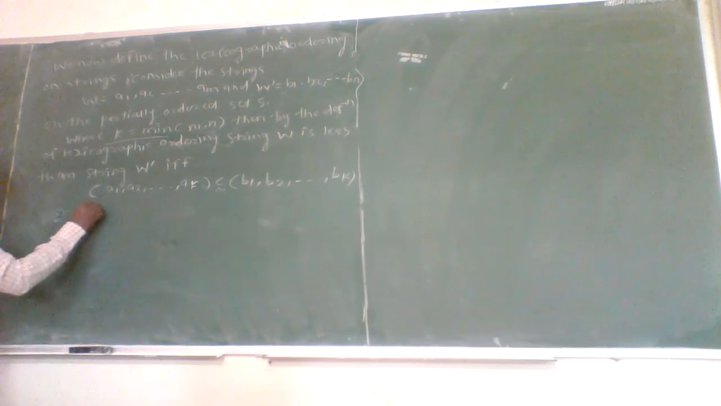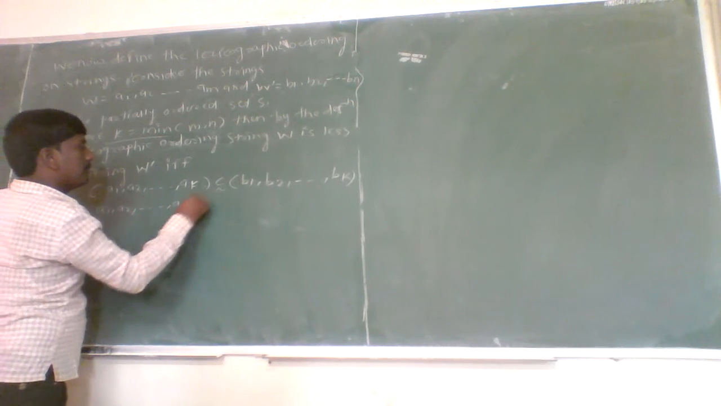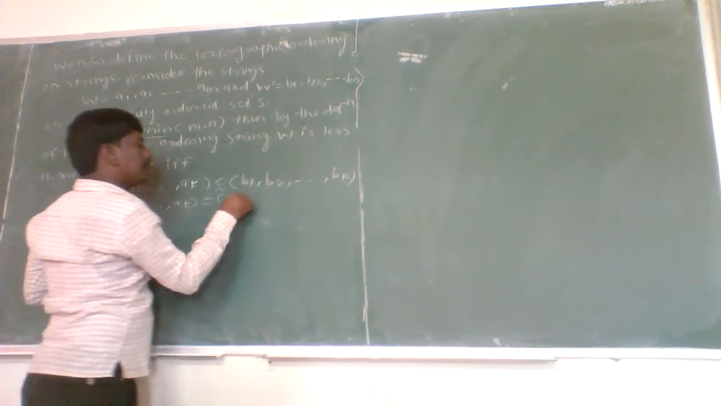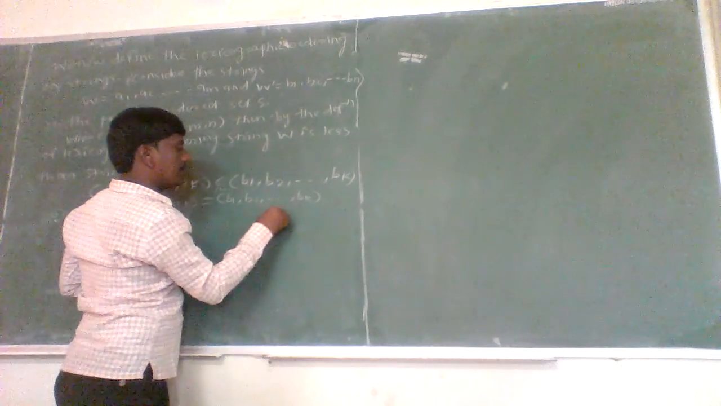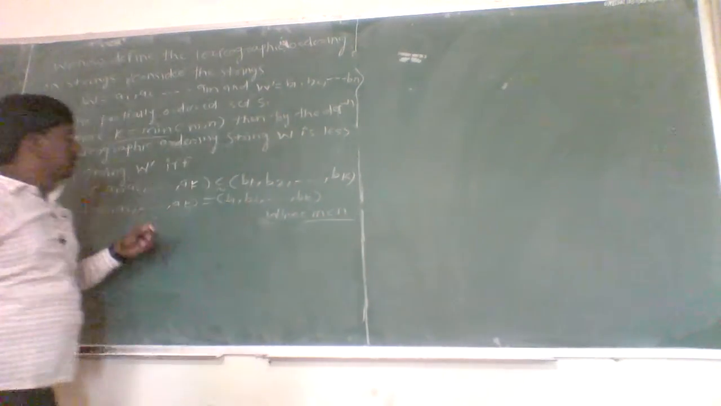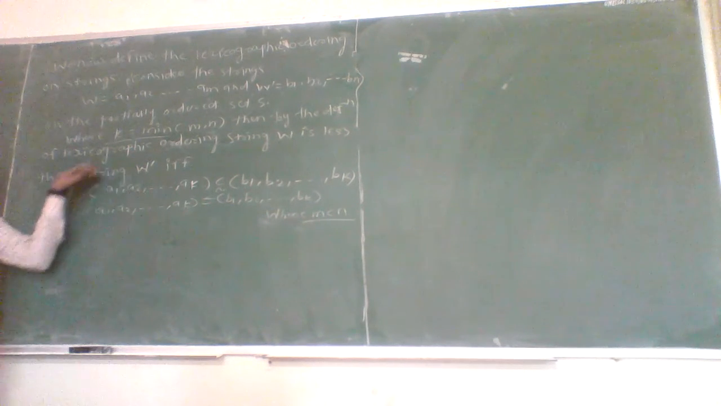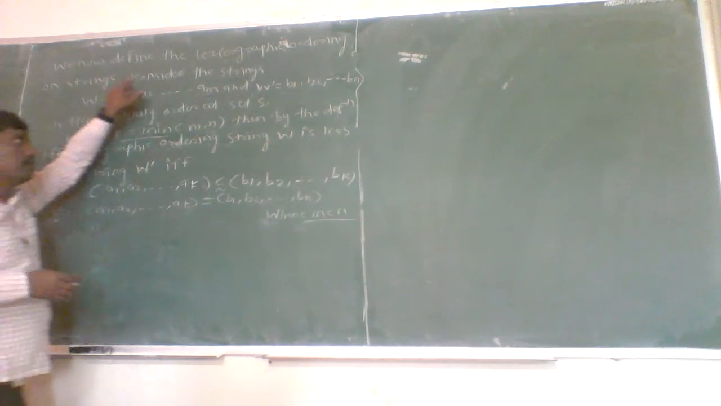If this is not possible, or if A1 A2 up to so on AK is equal to B1 B2 up to so on BK, where M must be less than N, then we say that string W is less than the string W dash. Okay, now we can apply this idea on the words.